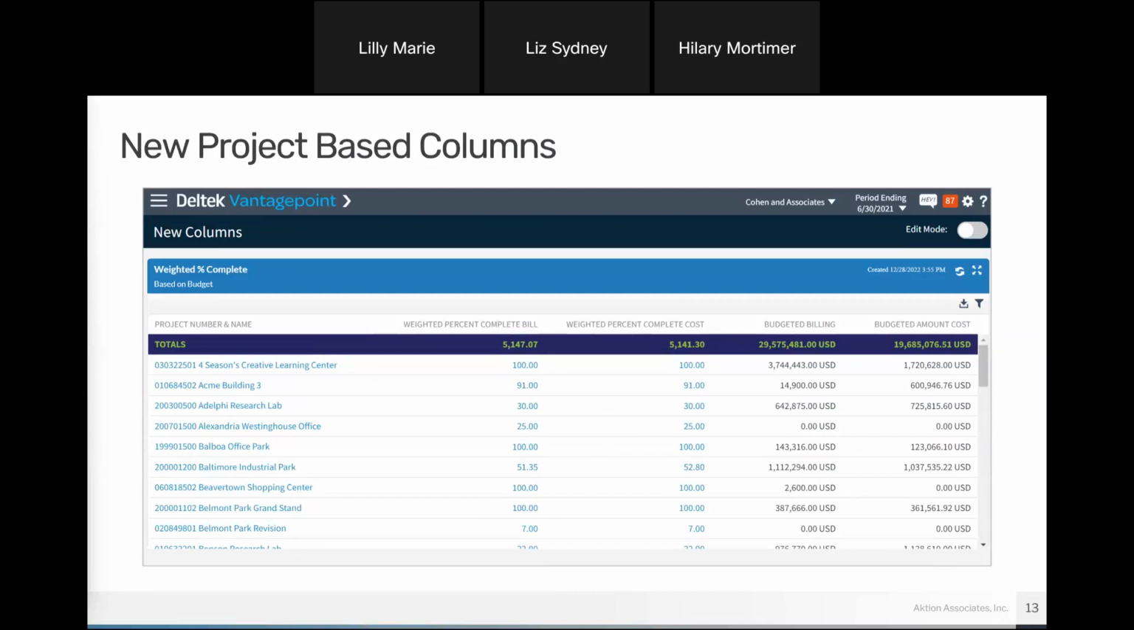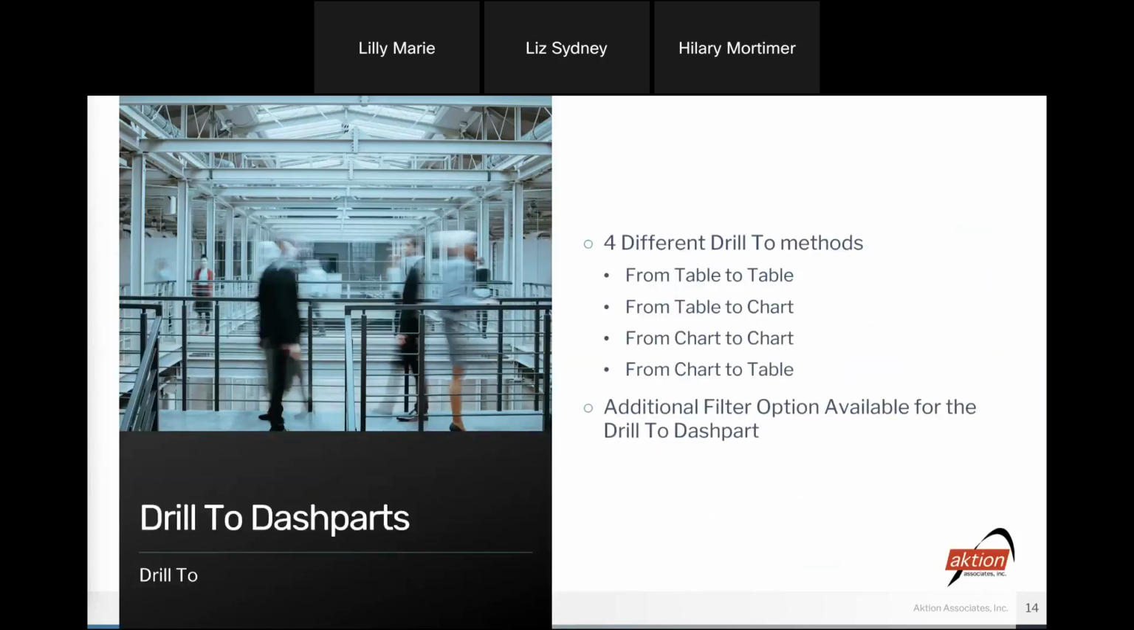And probably one of the most exciting 5.5 features for dashboards was the drill to. There's 4 different ways you can do a drill to: from table to table, table to chart, chart to chart, and chart to table. I'm probably only going to demonstrate 1 or maybe 2 of these just because they're pretty easy to set up. There is an additional filter option that is available for your drill to dashboards, so we'll look at that as well.